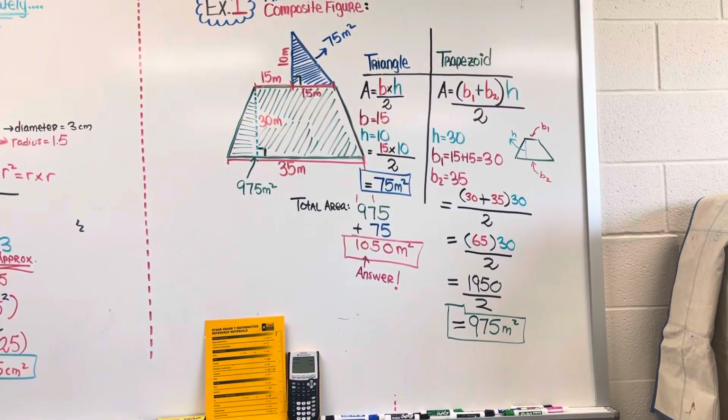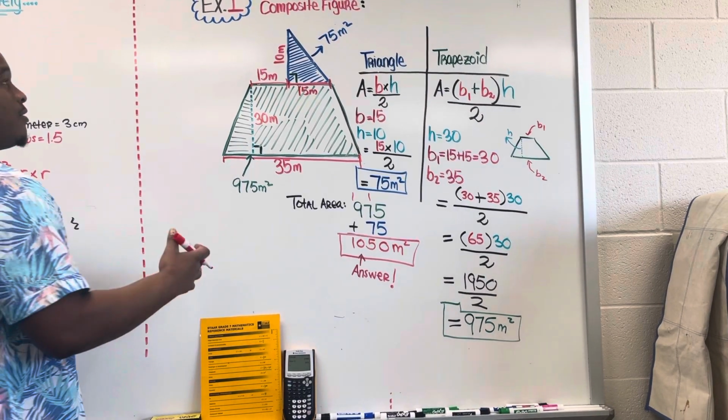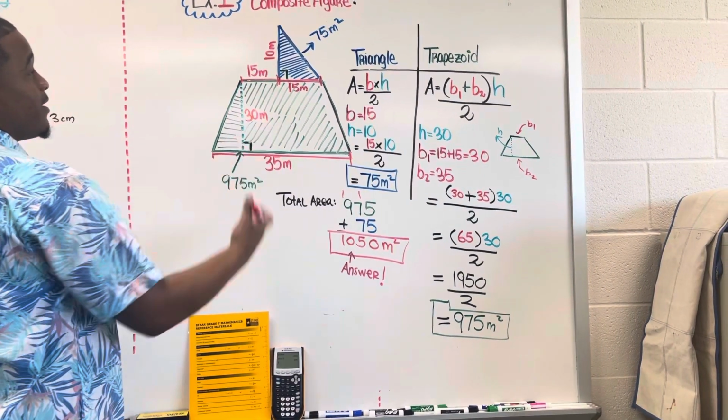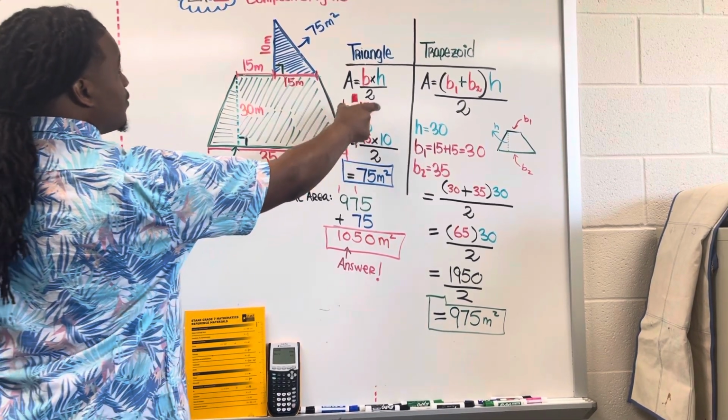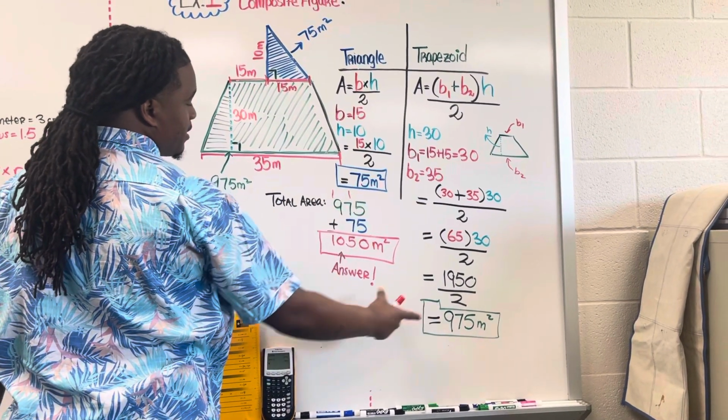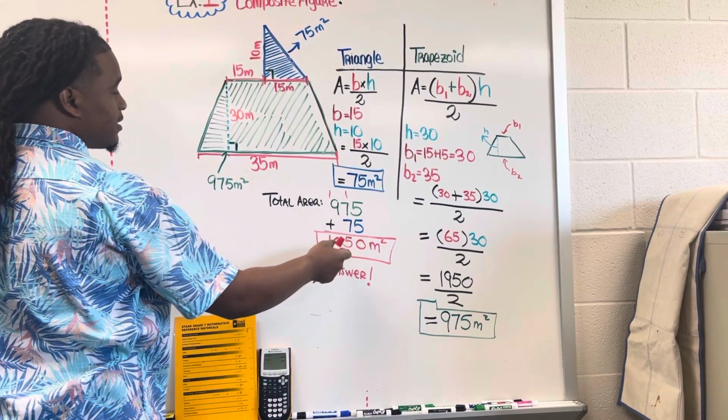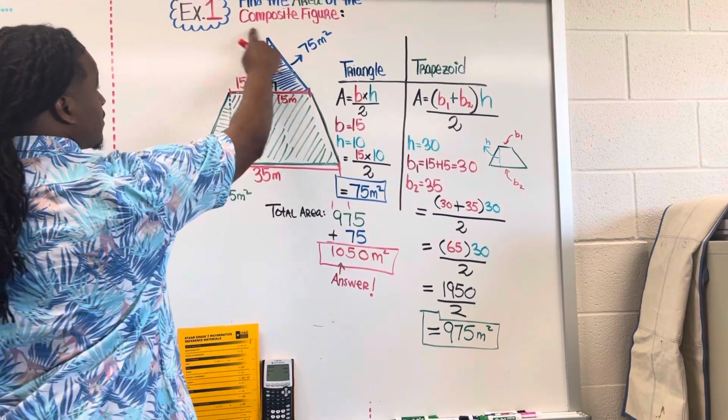All right. So once again, guys, this is how we figure out the area of composite figures. We break the composite figures into simple shapes. We find the area of each simple shape, and then we add all those partial areas together to get the total area of the composite figure.